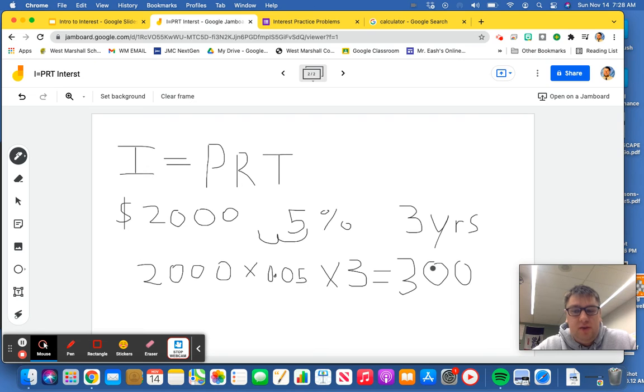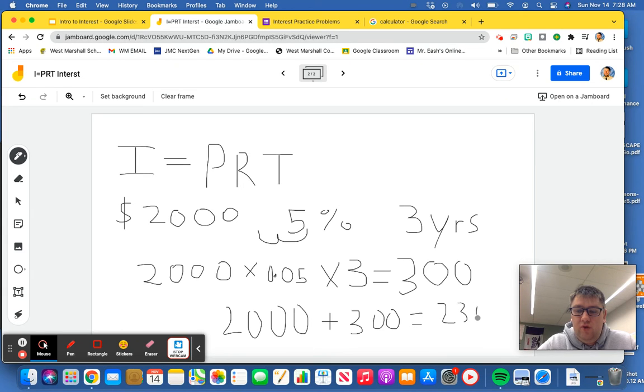Over the next 3 years, I make a payment each month, and at the end, I will have paid $2,000 back in principal, an additional $300 in interest, and then my total that I will have paid for that car is, as you can see here, $2,300. Okay, so hope that makes some sense here.